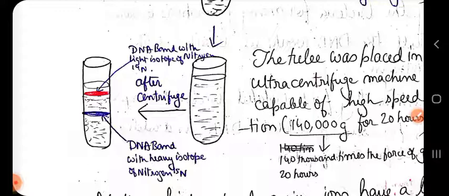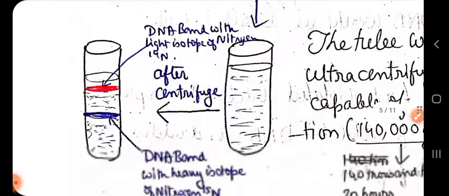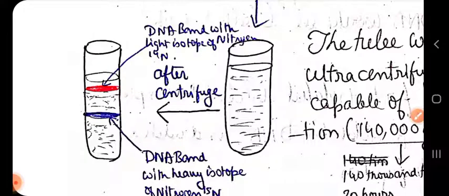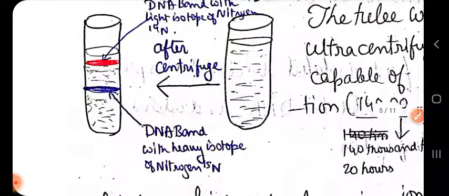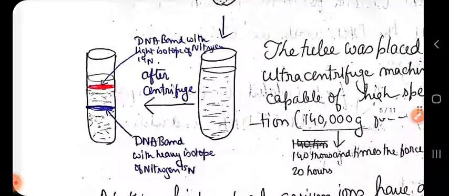You can see that after centrifugation, the cesium chloride settles to the bottom, while the DNA taken from the N15 medium and from the N14 medium move to the locations that match their density, because N15 is heavier, so it settles to the bottom, and N14 is lighter, so it settles to the top. Okay, it is written here: DNA bands with light isotope of nitrogen N14, and at the bottom you can see DNA bands with heavy isotope of nitrogen N15.